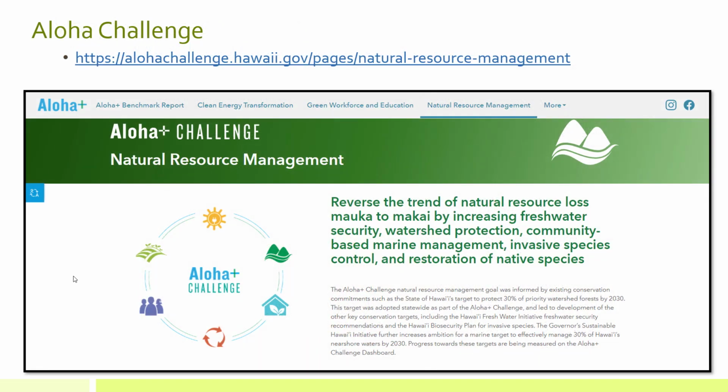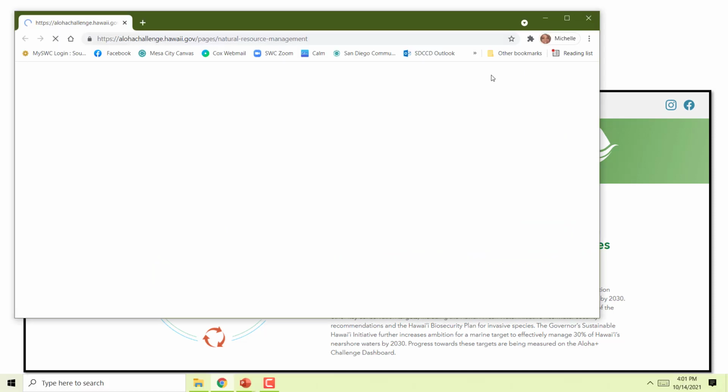This is an example of a project called the Aloha Challenge, and so if you want to research on your own, I've provided the link, and this is looking at how they are handling natural resource management using maps and other types of online resources. I encourage you to explore this. One of the areas of this challenge is natural resource management, and let's go ahead and take a look at it. If it'll take me to my external site.